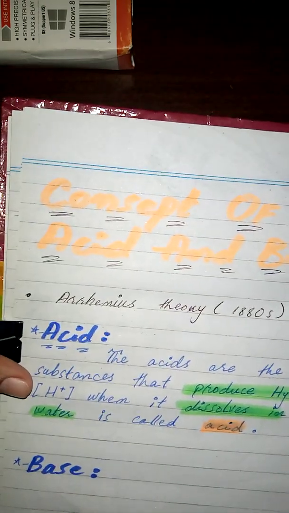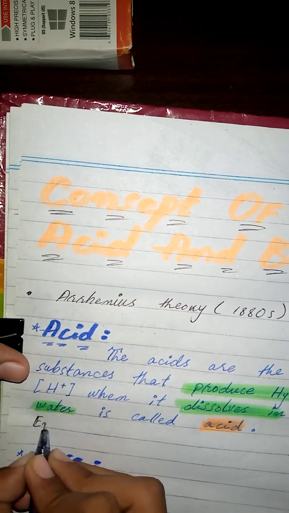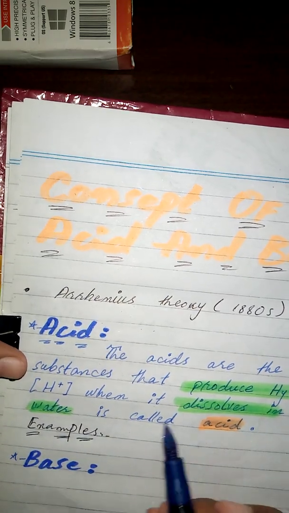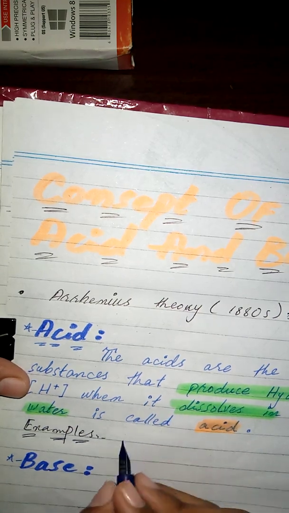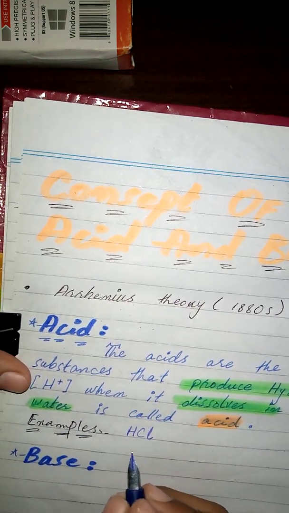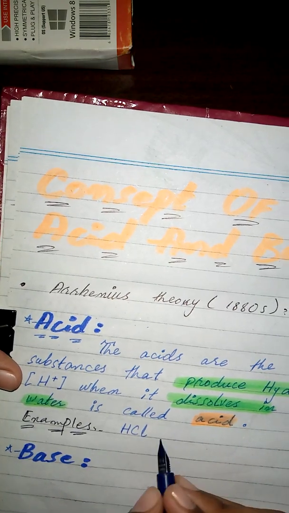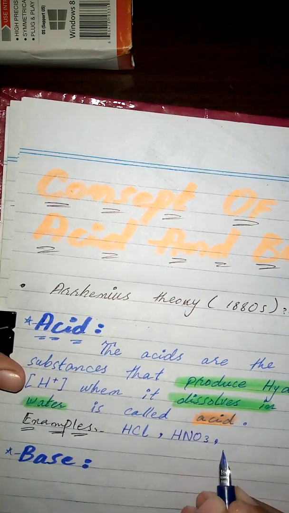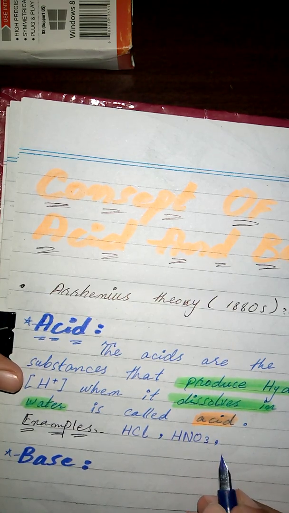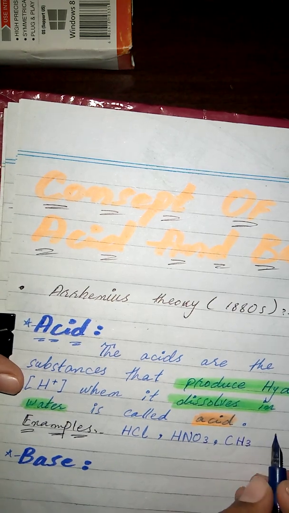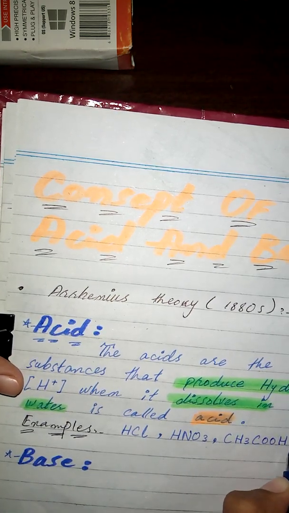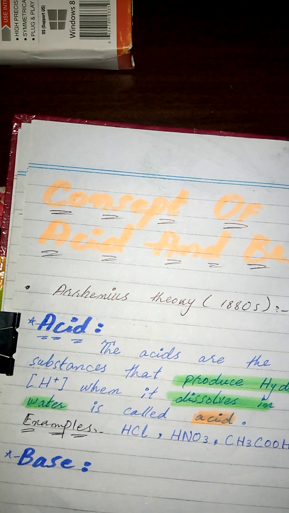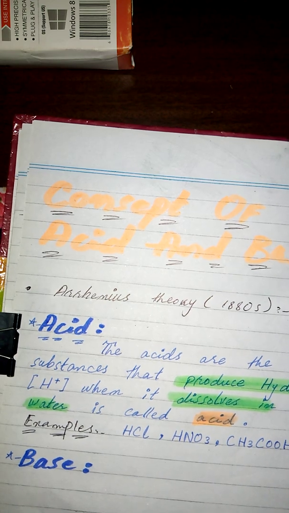There are a few examples. We will understand with examples too. So there are some examples of Arrhenius theory. First of all, there is HCl simply, and HNO3 and CH3COOH. As we know about these, we also have to know about the full form or the basic name of these.